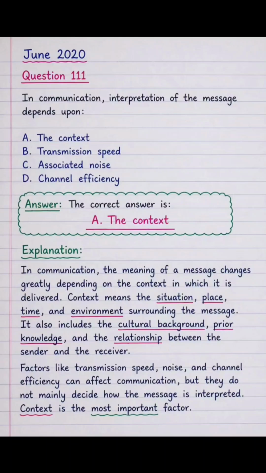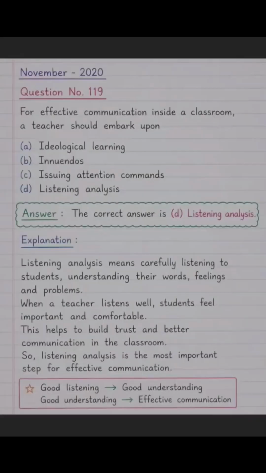Context means the situation and environment. It includes place, time and background of people. It also includes the relationship between sender and receiver. Because of context, the same message can have different meanings. Other factors like speed and noise matter, but context is most important. Now let's see the next question.